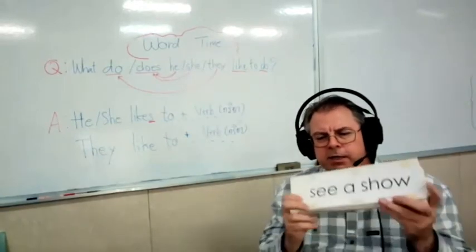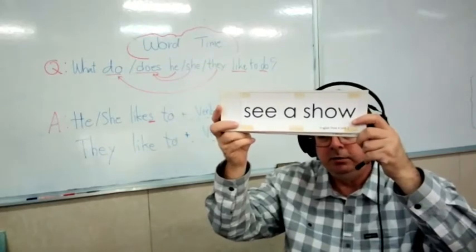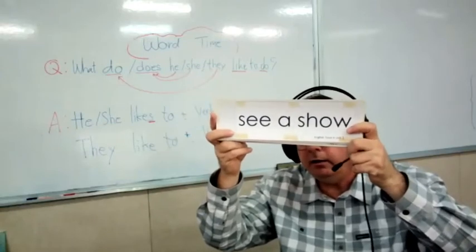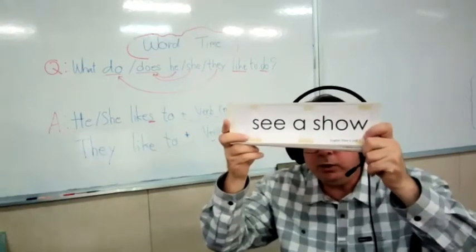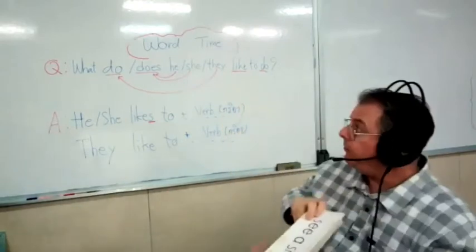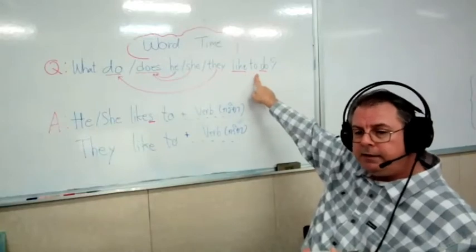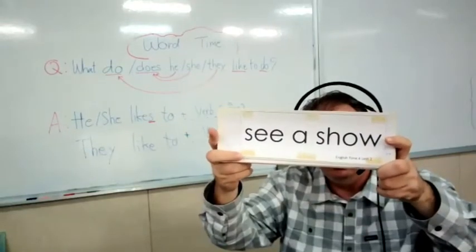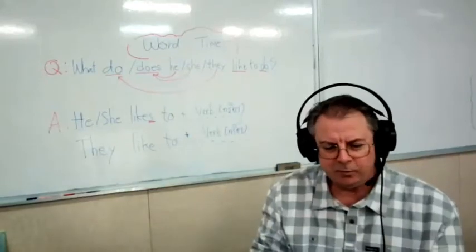Ten. What do you like to see? Okay, go ahead. Again, please. What do you like to do or what do you like to see? I like see a show. Oh, you have to have the word to before see. I like to, and then see. One more time. I like to see a show. Okay, there you go. That's the way you say it.